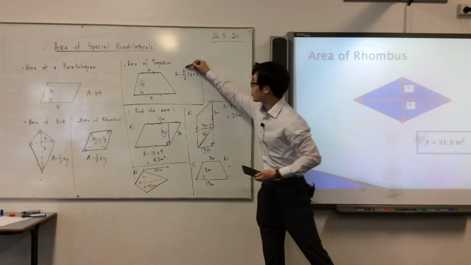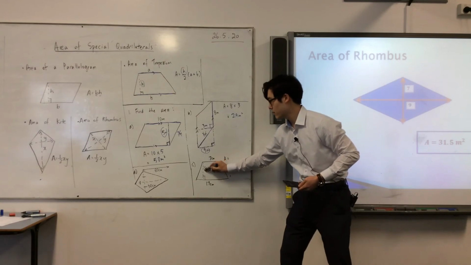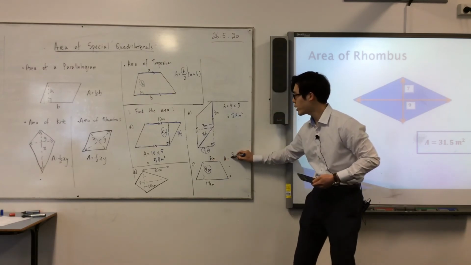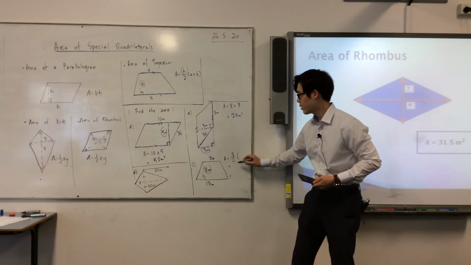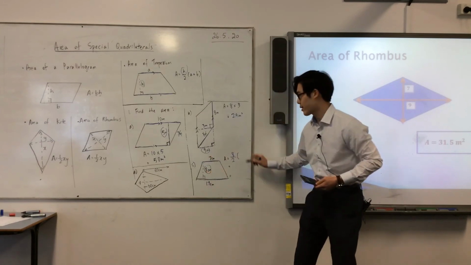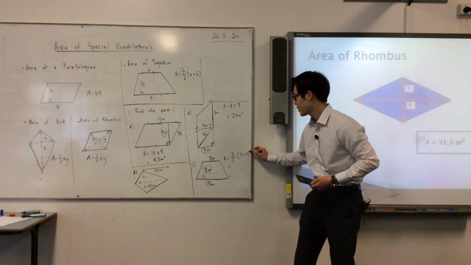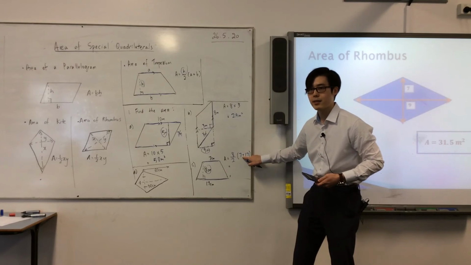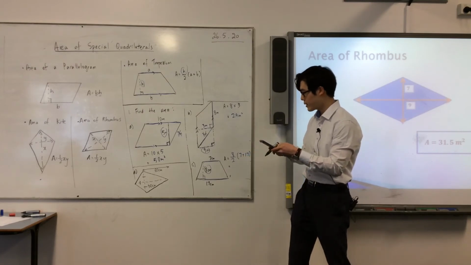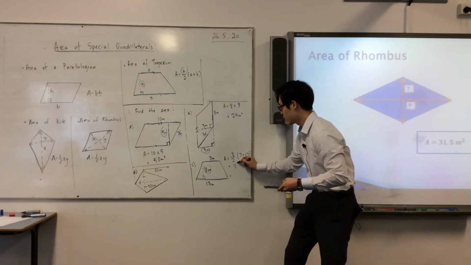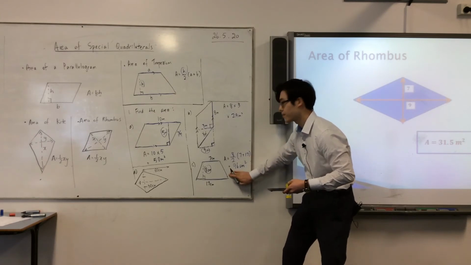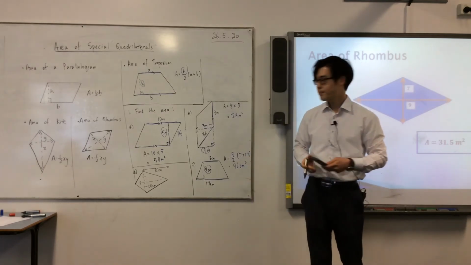So what you do, you get the height. What's my height in this case? 8. You get the 8, always put it over 2, bracket, these two added up together, 7 plus 17. Doesn't matter which order you write it, as long as they're added in the bracket. Put that in the calculator and that's basically your answer. 96, okay? So that's 96 square meters. Okay, so that's how you find the area of a trapezium.